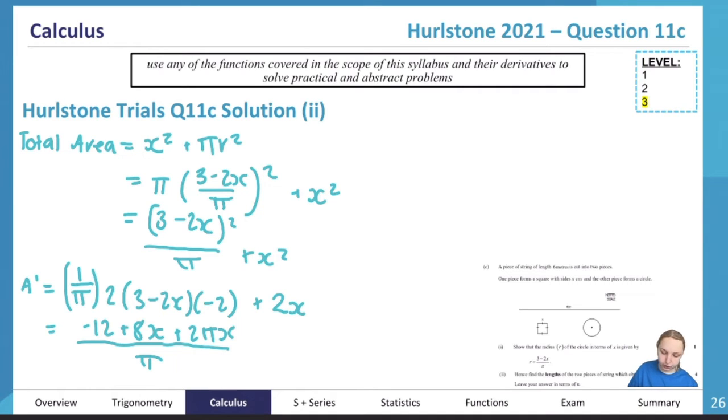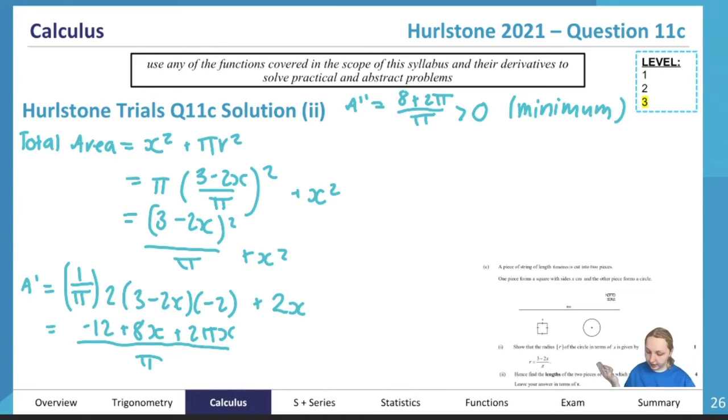So then we want to find our second differential as well. A double dash is going to be equal to 8 plus 2 pi over pi. And we know that when this is greater than 0, we're going to have a minimum point, which is what we're trying to find here in the end. It's all about finding the minimum area for our 2 objects here. So we know the minimum is going to occur when our first differential here is equal to 0.